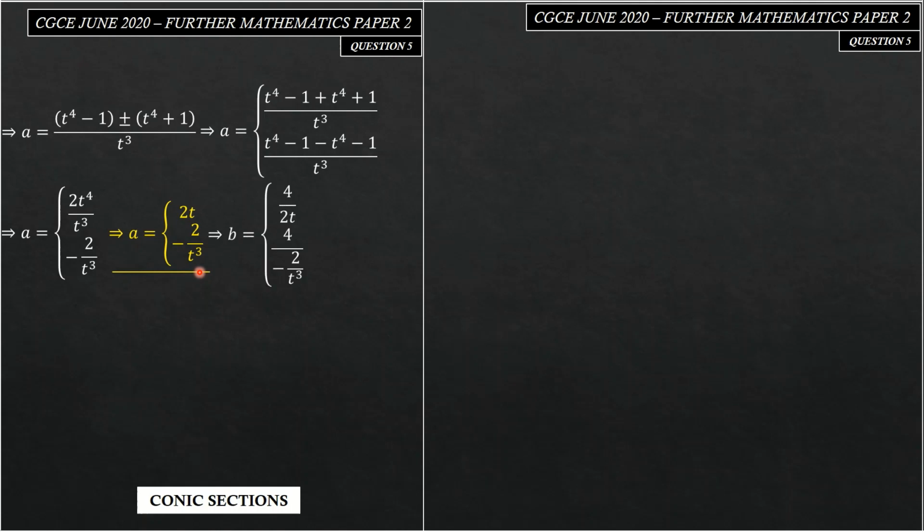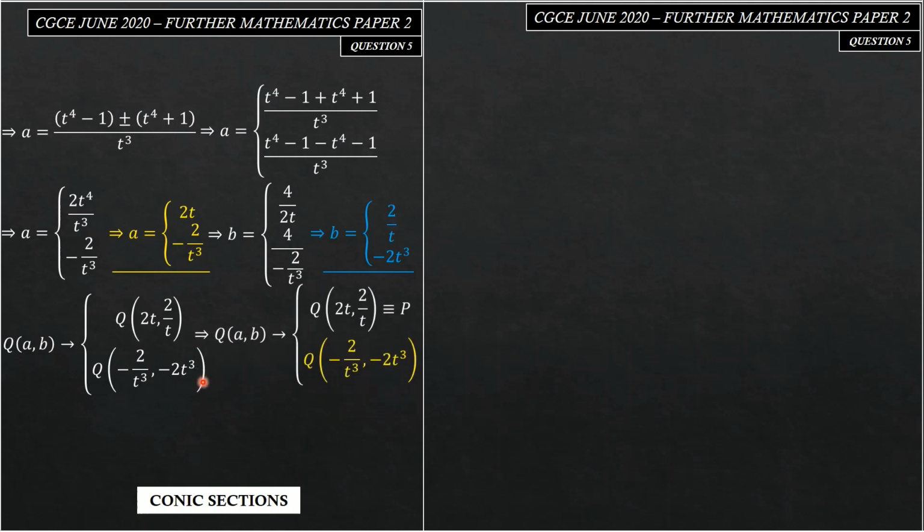Now what about b? Our b was 4 divided by a, remember. So it means our b, when a is equal to 2t, we get 4 divided by 2t. And when a is equal to negative 2 on t cubed, we get 4 divided by negative 2 on t cubed. It means these are the two values of b. So with that, since our Q had coordinates a and b, it means Q will have coordinates a is 2t and b is 2 on t for the first case, 2t, 2 on t. And for the second case, a is negative 2 on t cubed and b is negative 2t cubed.